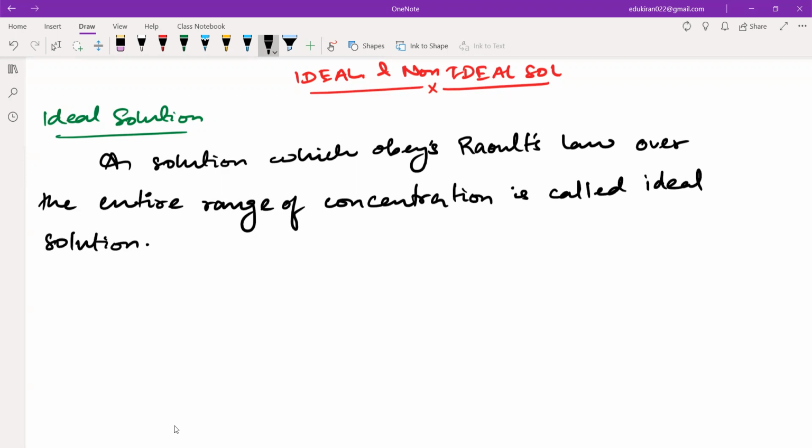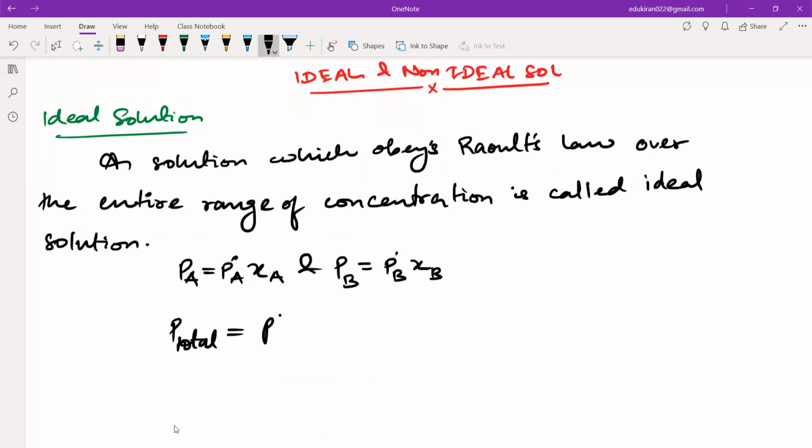तो ideal solution में characteristic क्या होती है? That the pressure due to A will be equal to P naught A chi A, and the pressure due to B will also be equal to P naught B chi B, and eventually the P total will be equal to P naught A chi A plus P naught B chi B. Okay, so this is the basic case.